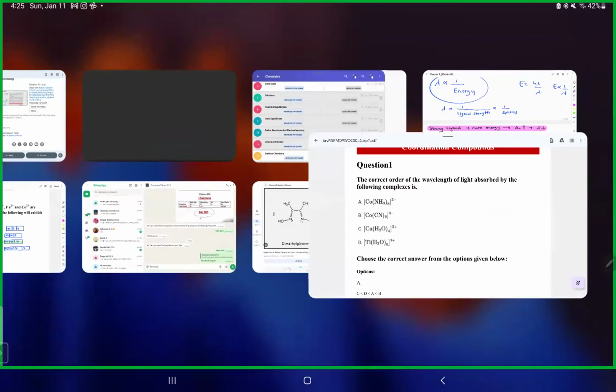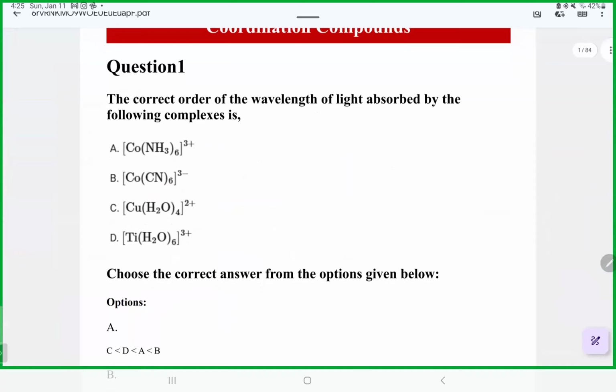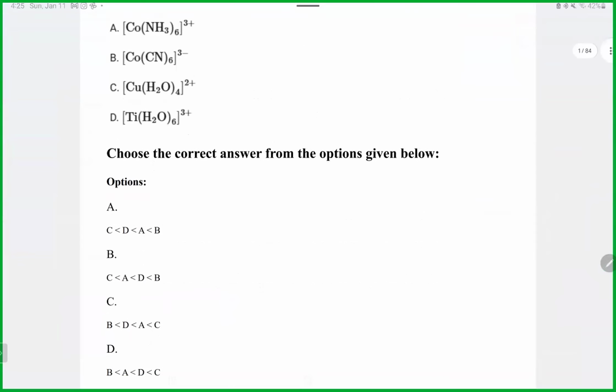Now compare this. Out of these four, which one is the strongest ligand? CN is the strongest ligand. So can we say B will be the strongest ligand? So if it is the strongest ligand, you will have maximum energy and minimum wavelength. Where you have minimum wavelength? So you can eliminate A and B.